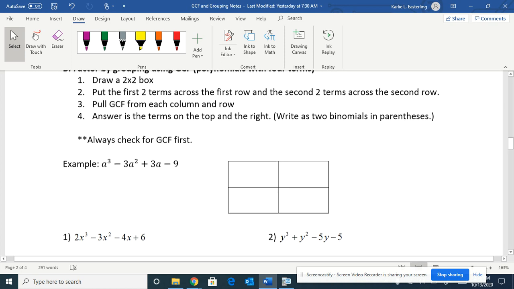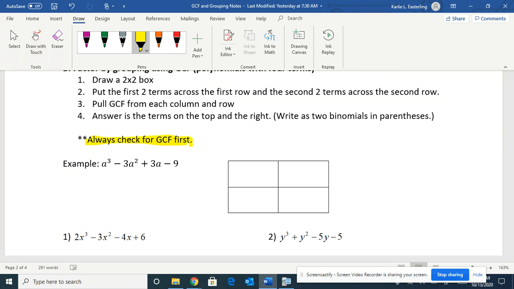So first you're going to draw a 2 by 2 box, which is already done here. Something very important is to always check to see if there's a greatest common factor first. So whenever we're looking at this example, a cubed minus 3a squared plus 3a minus 9, is there a greatest common factor?